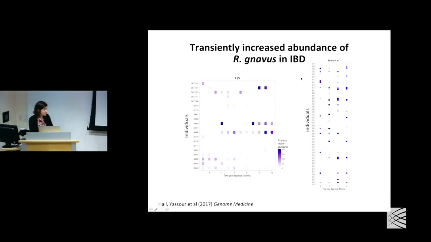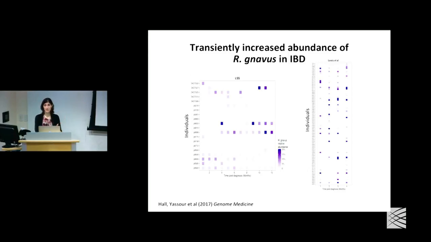We looked in the validation cohort that I mentioned. They had four time points there, and it was the same thing. So Ruminococcus navis was blooming in disease. If we had just a single time point, we would never detect this, and we actually hadn't detected it previously.